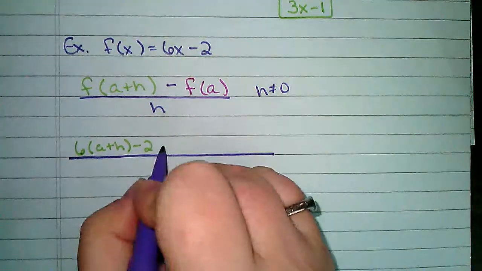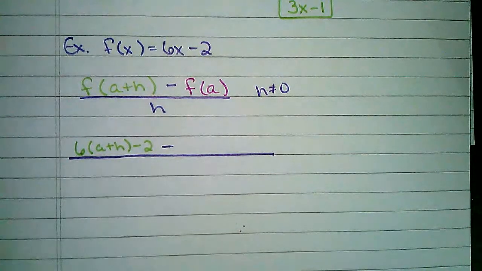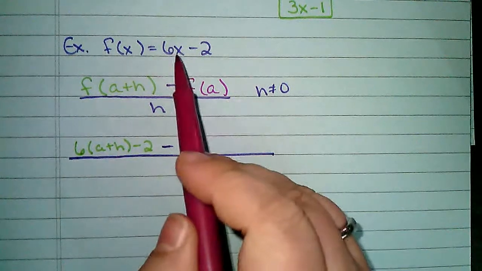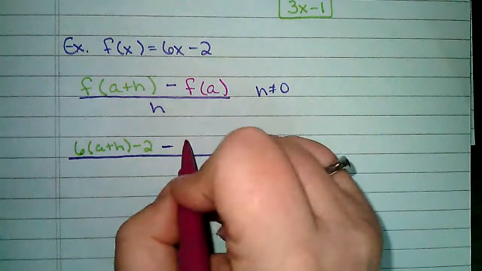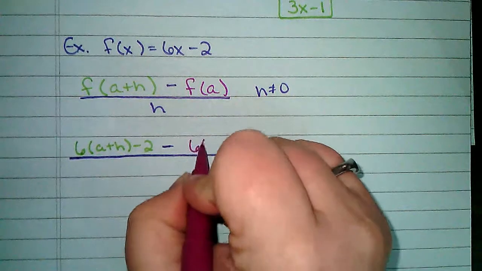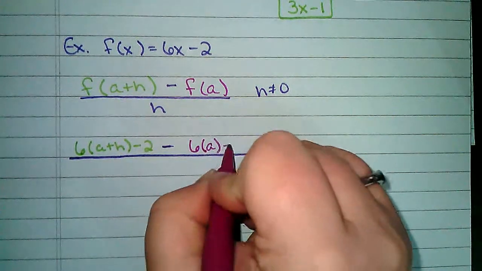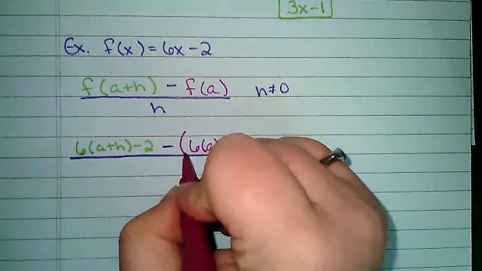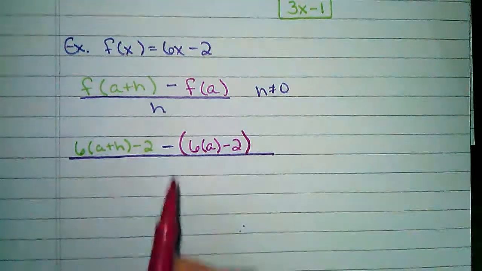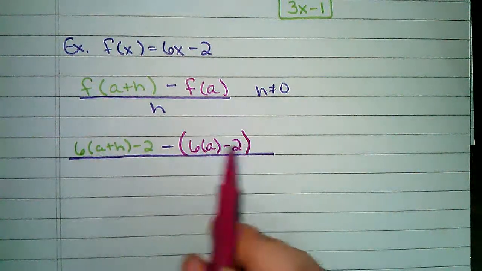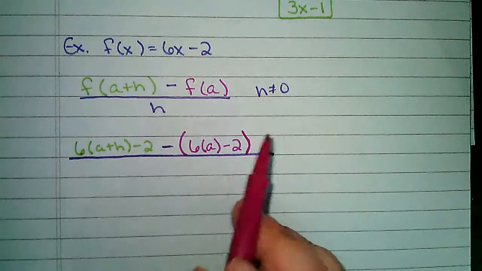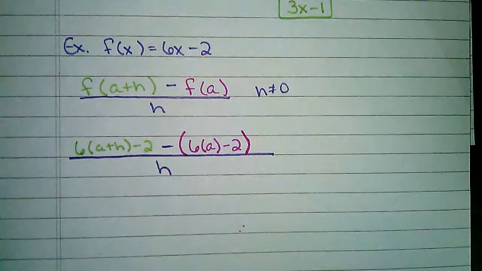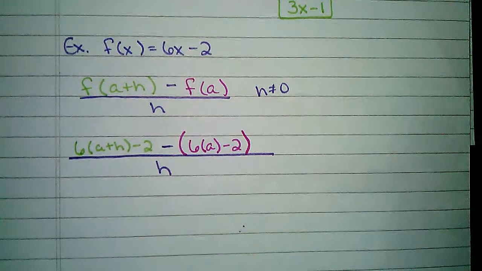Then I have a subtraction sign. And in my next one, I want f with a in it. So I'm going to take my f function and replace the x with an a. And since I have two terms that are being subtracted, I need to put these in parentheses. If there's only one term, I wouldn't, but I have two terms, so I need to make sure to distribute this negative. And that's all going to be divided by h. So right now this looks kind of nasty, but let's simplify.